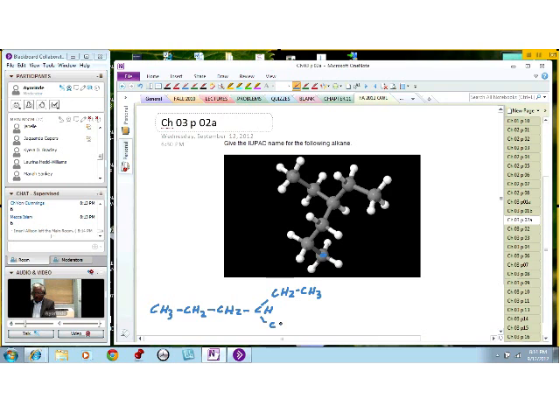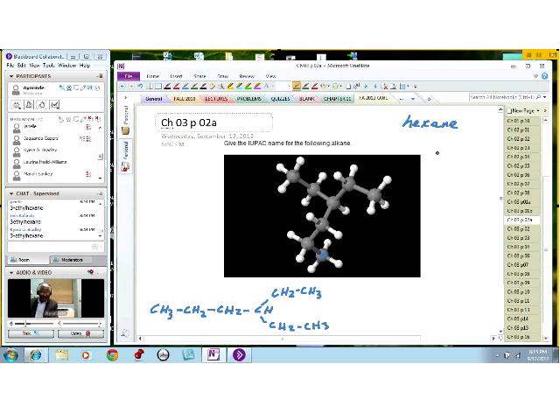Another ethyl group. Okay. Can anybody now give us the IUPAC name for this molecule? You already told us the longest carbon chain is hexane, which will be the base name. So what would be the name?